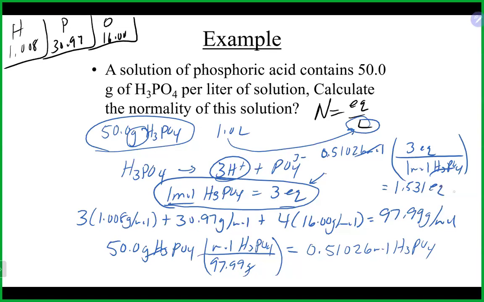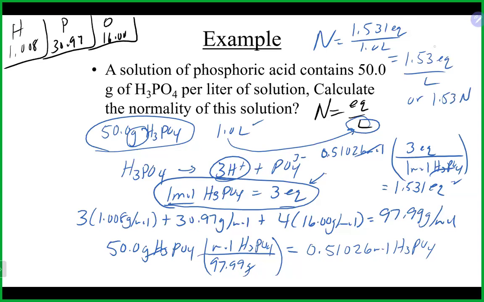About 1.531 equivalents. So we have the liters, we now have the equivalents. So we can now go into our normality, and it would be 1.531 equivalents divided by 1 liter, which will give us basically that number right there. We'll call it equivalents per liter, or again, you could put the big N back in at this point. Any questions on that there?